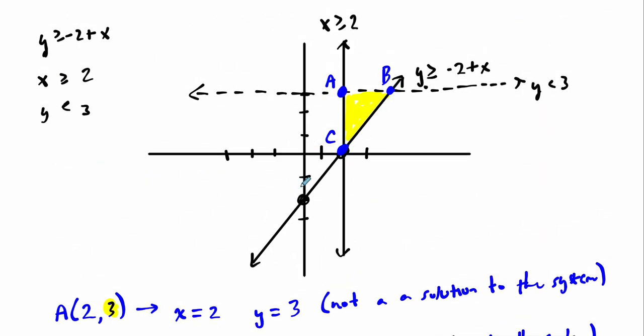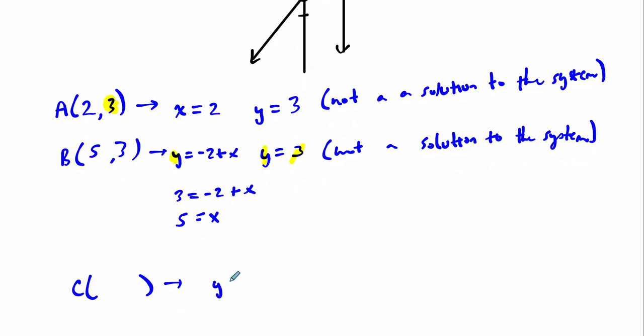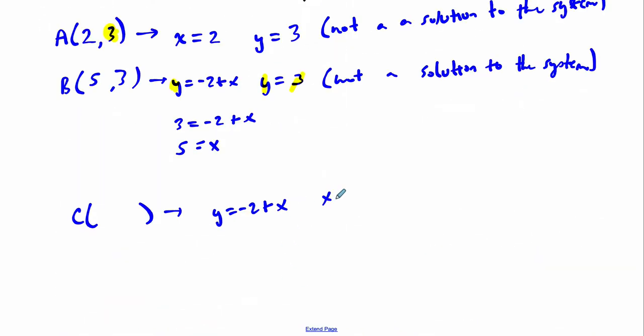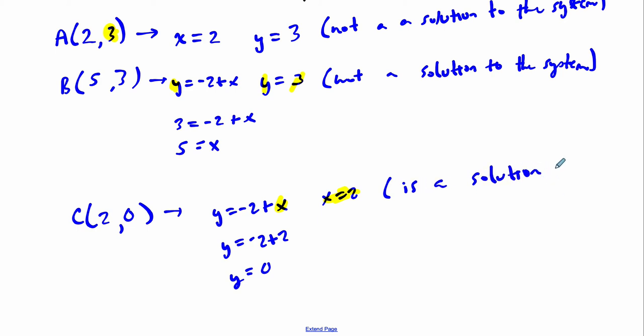This point is at the intersection of this line and this one. So it's at the intersection of y equals negative 2 plus x and x equals 2. So again, substitution comes into play. I'm going to plug in the fact that x equals 2 into this equation right here. So y equals negative 2 plus 2, which means y is 0, okay? And we plugged in x equals 2, so that's where the point is. It is a solution to the system. Okay. How do we know that? Like, what does that really mean to say that this is a solution to the system?